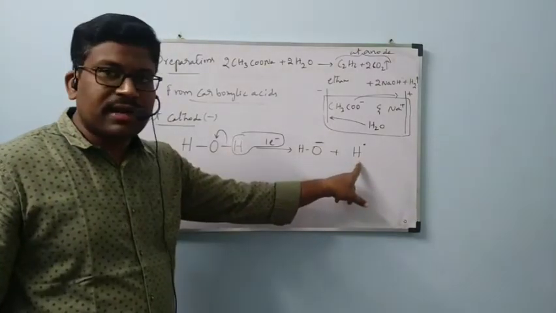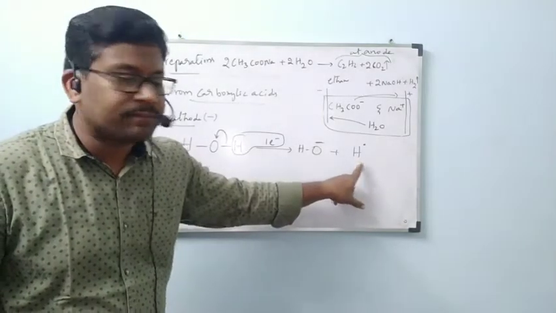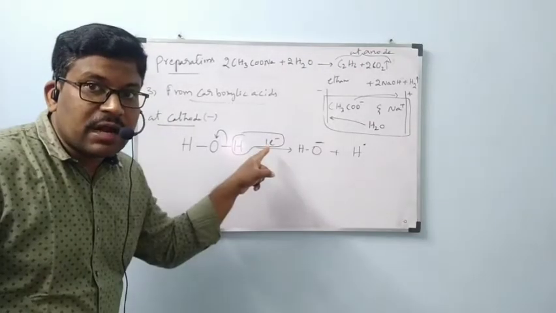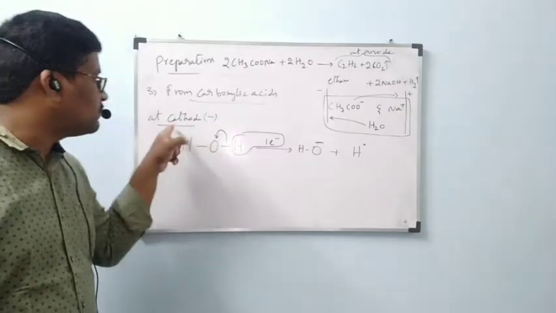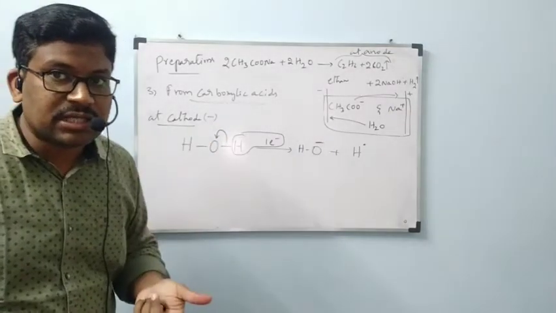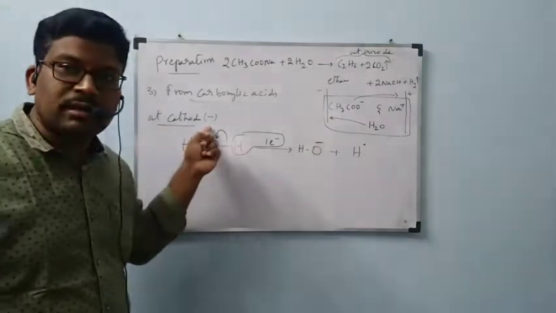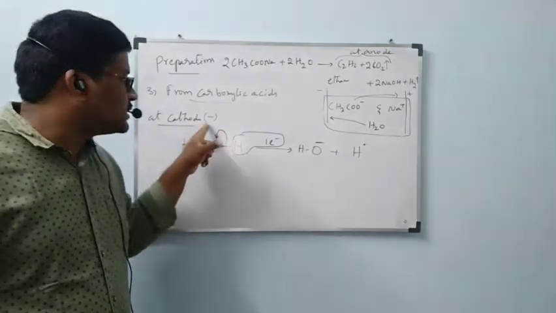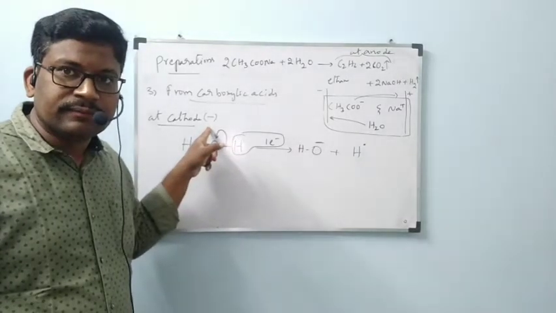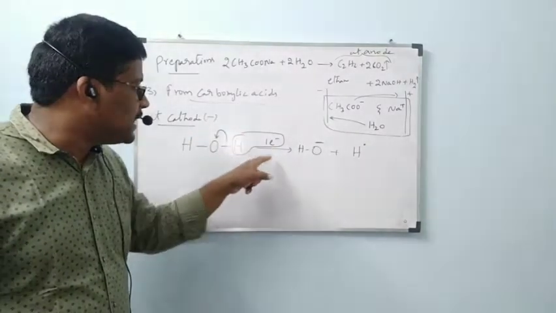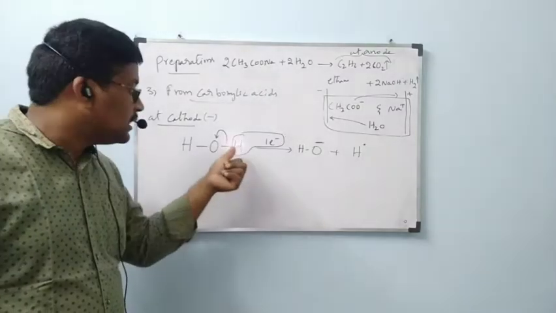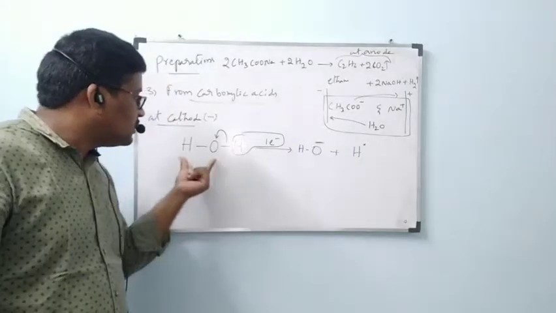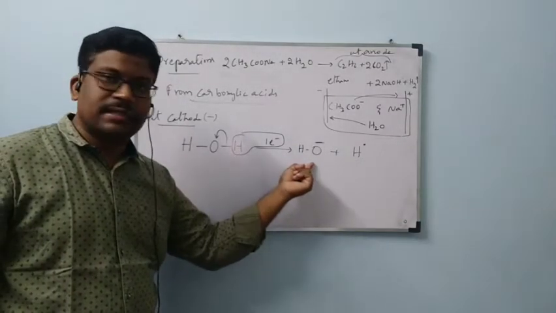OH minus plus H free radical. How is the H free radical formed? The H plus gains an electron. From where did we get this electron? This electron is obtained from the cathode, because the cathode is rich in electrons. That's why it has a negative charge. The cathode contains which charge? Negative charge. From that, one electron is gained by this H2O, such that H plus combines with the electron to form an H free radical, and the rest is converted to OH minus.